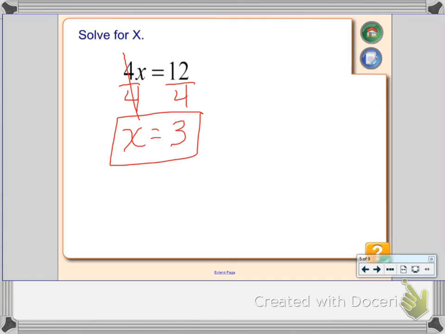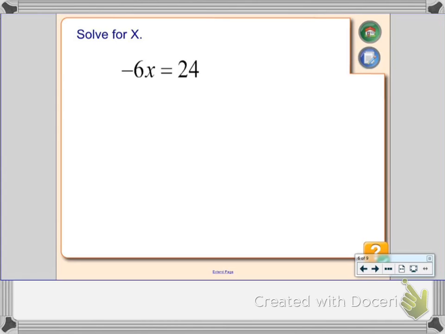And we know this is true if we substitute it back in. If I rewrite my equation using 3 for x like we worked on earlier, I would write the 4, substitute 3 for x, and that's supposed to equal 12. Well, we know that's true. 4 times 3 is 12. So this answer is correct. We know it's right.